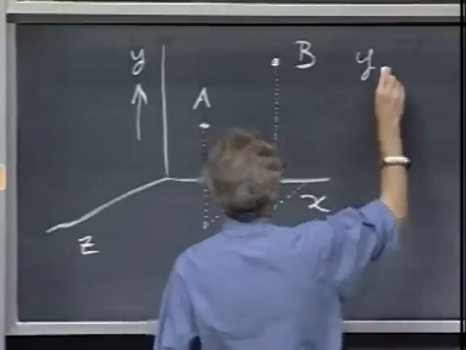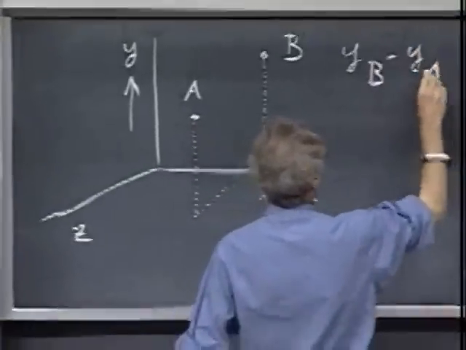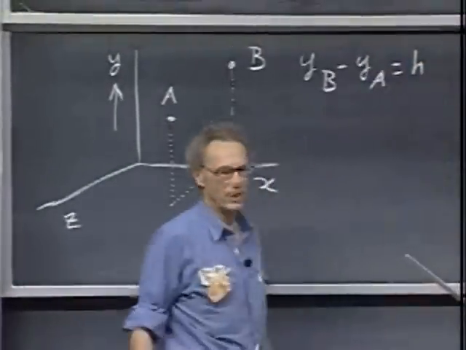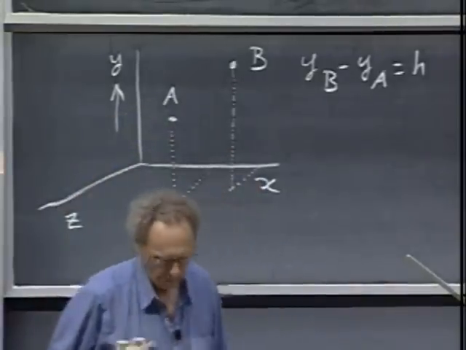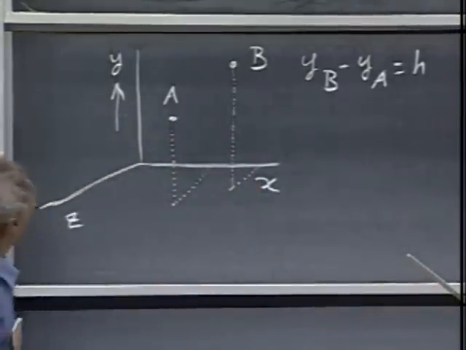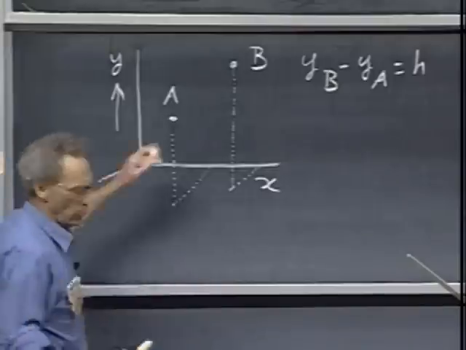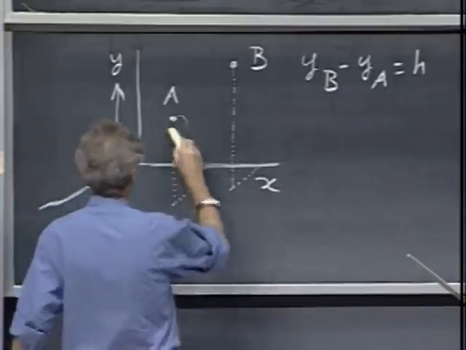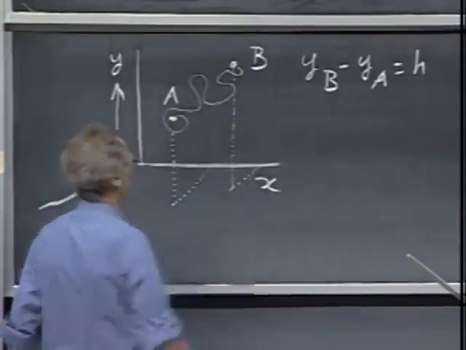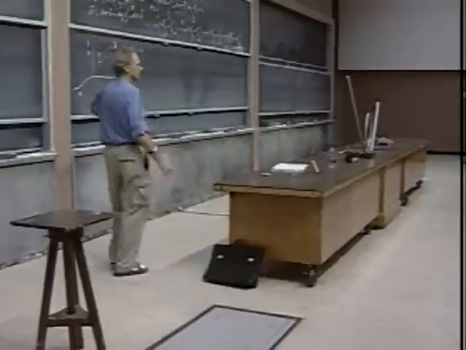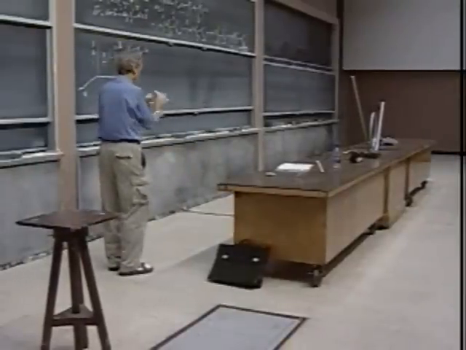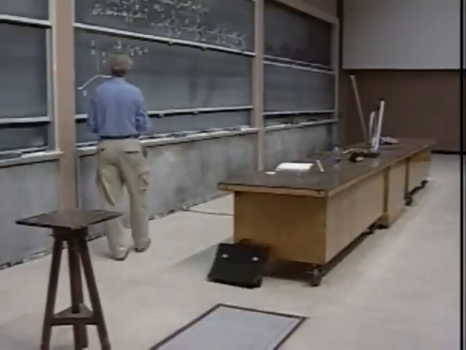And y of b minus y of a equals h. That's a given. So there's a height difference between A and B. There's a gravitational force. The object moves from A to B. Suppose it moves in some crazy way. Of course, gravity alone could not do that. There has to be another force if it goes in a strange way. But I'm only calculating now the work that's going to be done by gravity. The other forces I ignore for now.